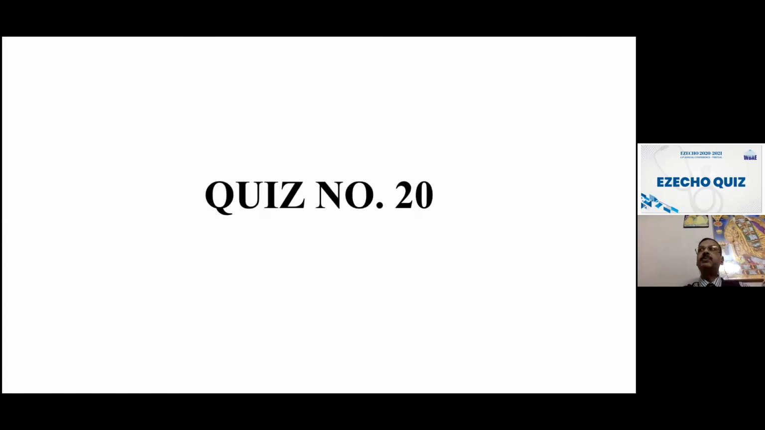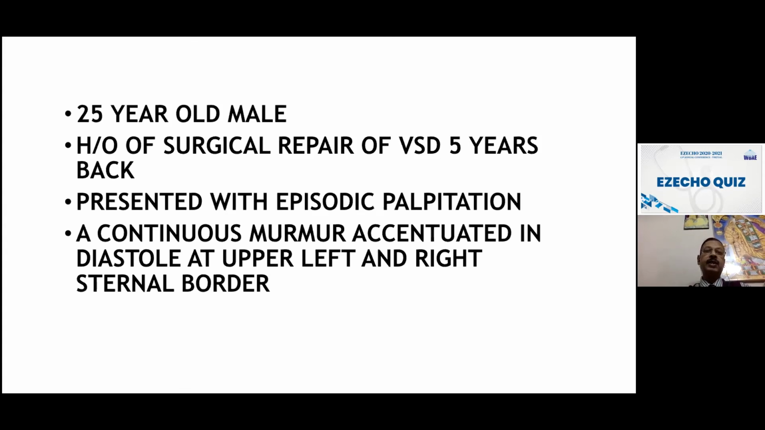Quiz number 20, the last of the main quiz, is a 25-year-old male with history of surgical repair of VSD 5 years back, presented with episodic palpitation and a continuous murmur accentuated in diastole at the upper left and right sternal border.